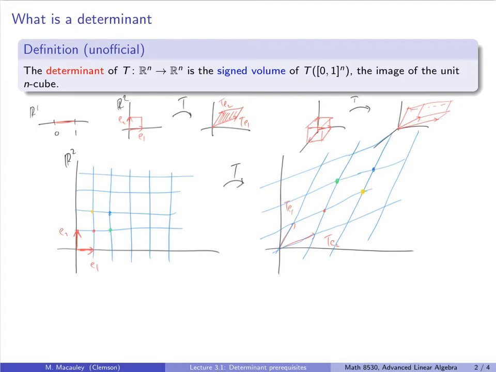Okay, so here the determinant of this is up to sign the area of this. So the area here is the determinant of T.